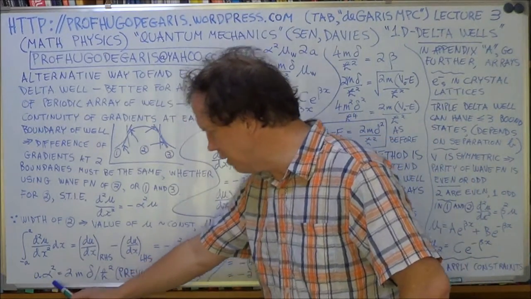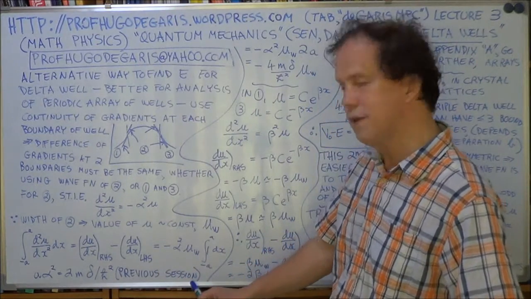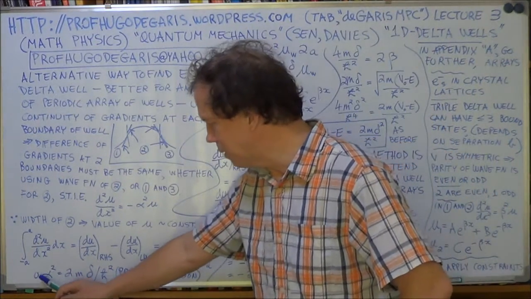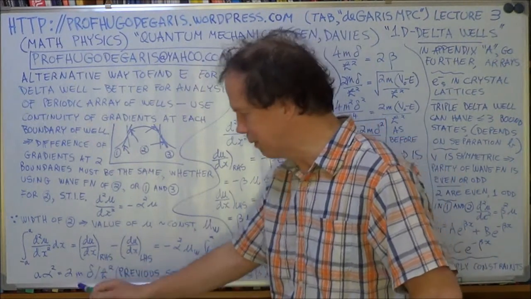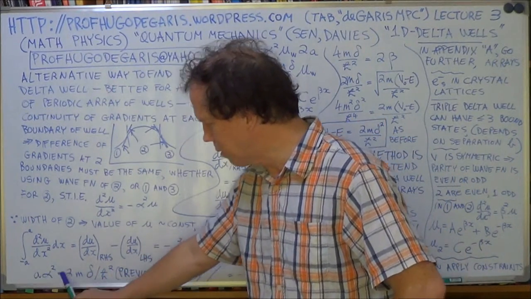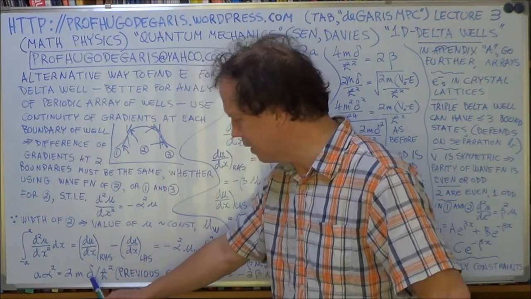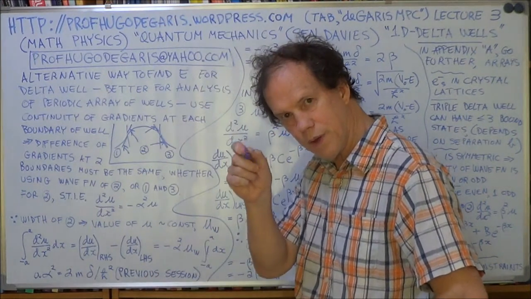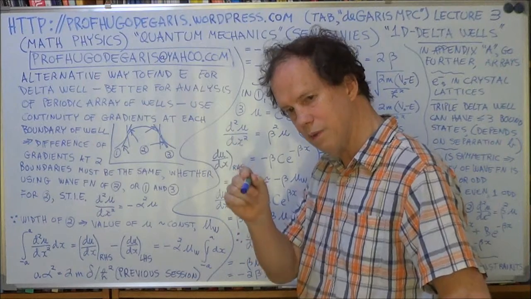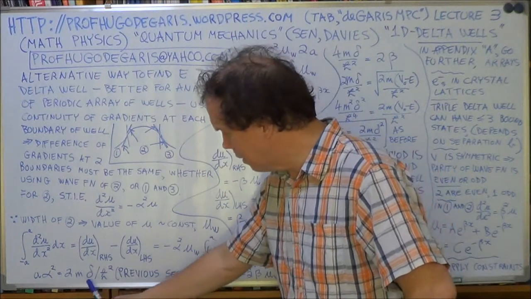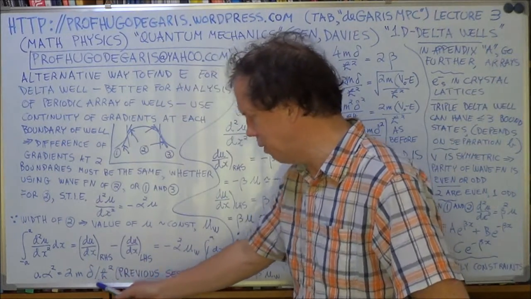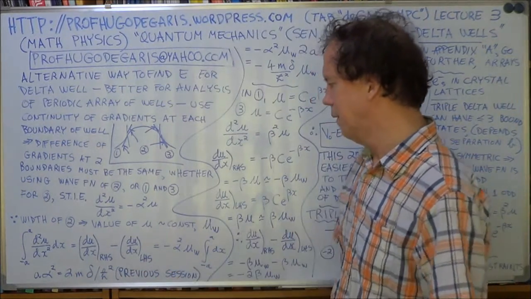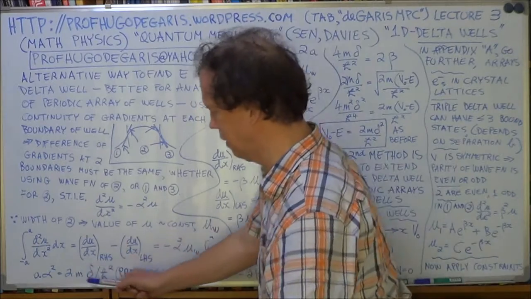Now I'm going to need this result from the previous session. If you're rusty on it, go back to the previous session. So A alpha squared is equal to 2m delta. Remember, delta is your product, the A times the V naught. So 2m delta all over h bar squared. I'm going to need that result in a moment. Okay, so that's a bit of a tangent.